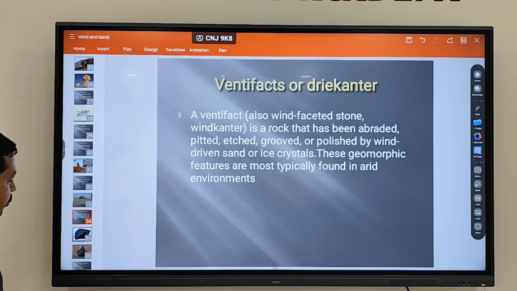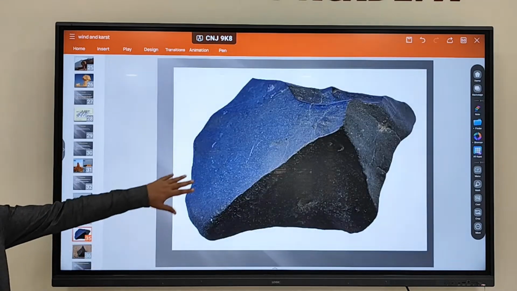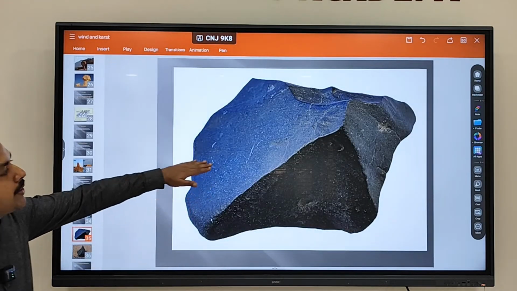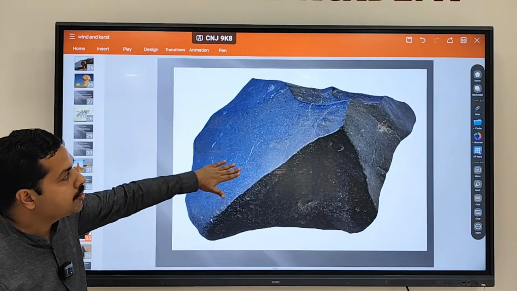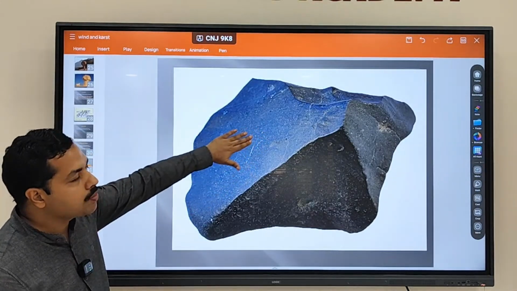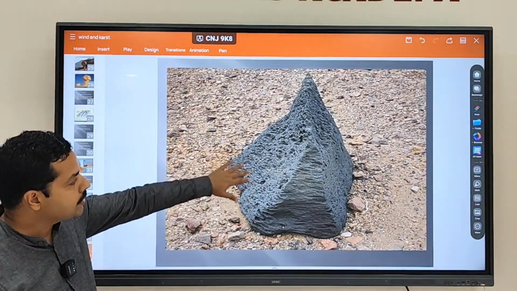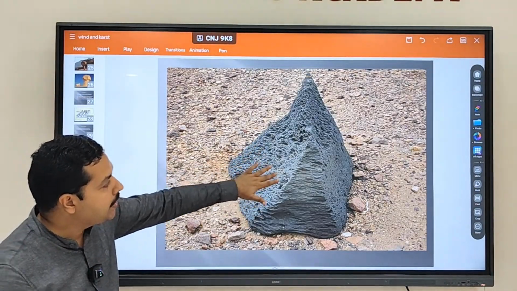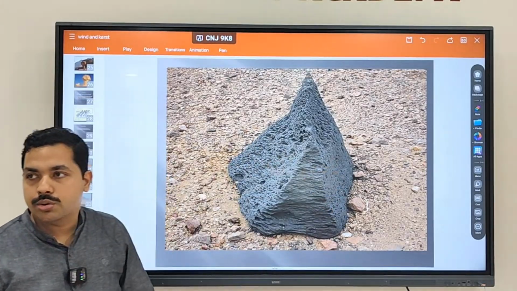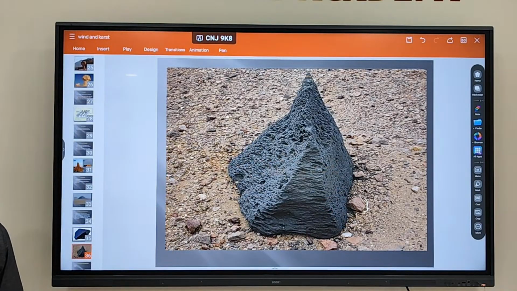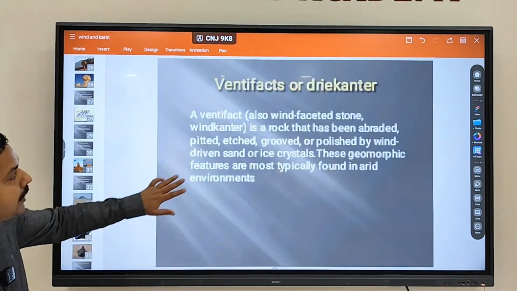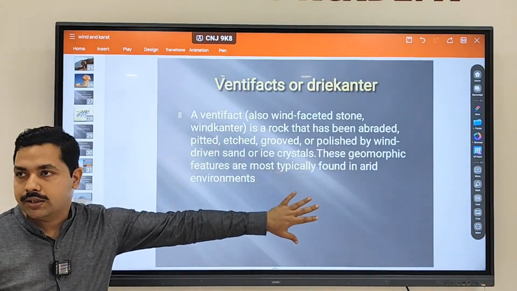So that's why you're going to find different types of stones, or you can find this type of stone, where one side is abraded, polished. You can see this is a highly smooth surface because of polishing. You can find stones like this. It has been abraded, grooved. So you'll find different types of stones in an arid environment, and these are referred to as ventifact or dreikanter.